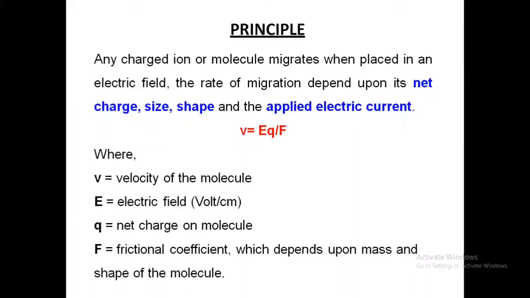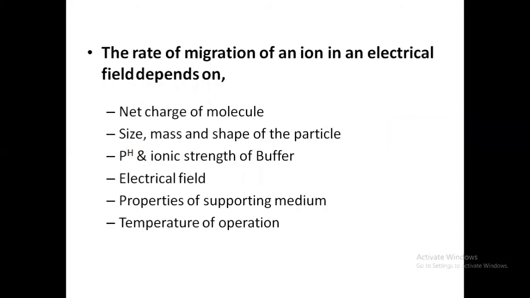Now, in detail, we will see what factors are going to affect your migration rate. First one is the net charge of the molecule. As I told, the charge present on your molecule will show an effect on your migration rate. Second one, size. Small size particles and big size particles will be there, so size, mass, and shape also will show an effect on migration rate. Third one, pH and ionic strength of your buffer also will show an effect. Then the electrical field, how much you are applying in between the electrodes, will also show an effect.